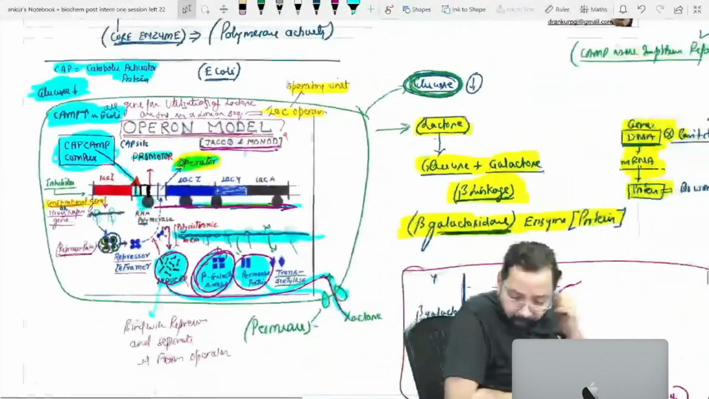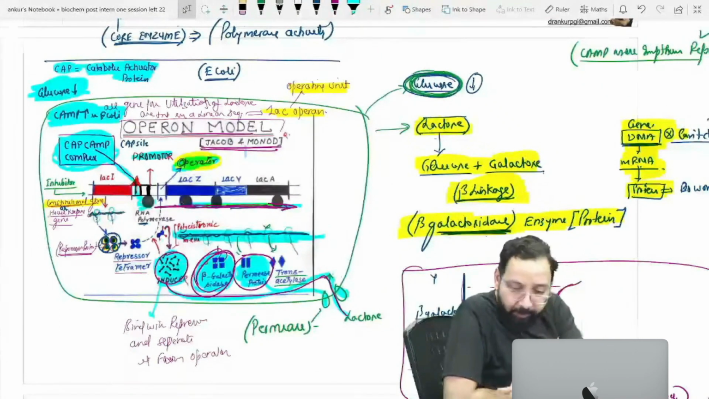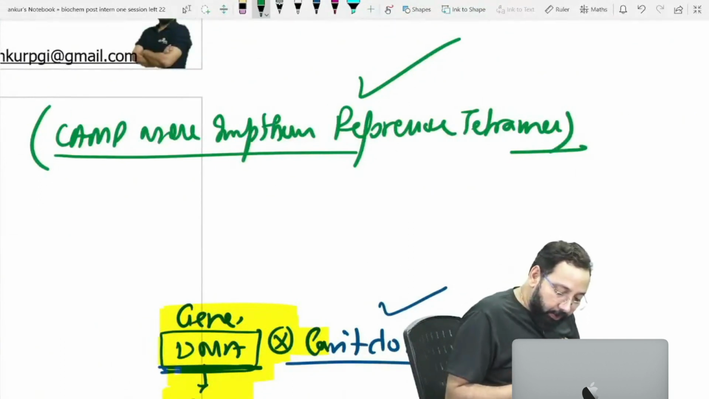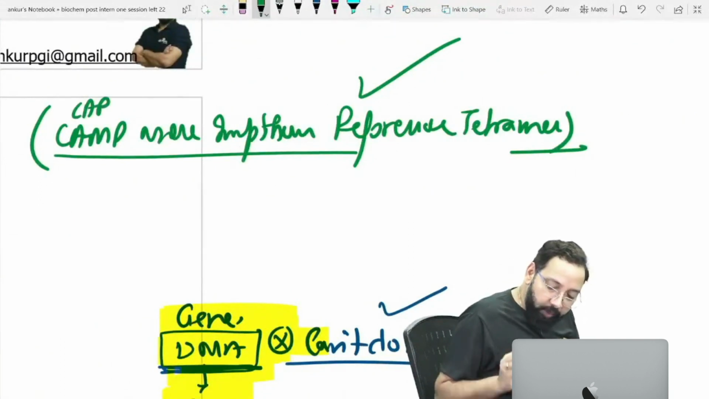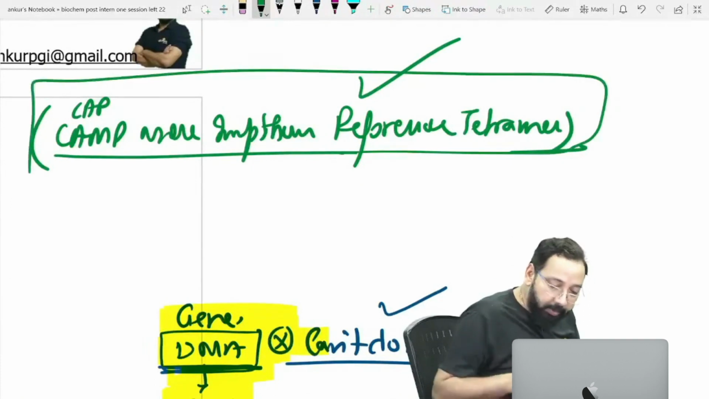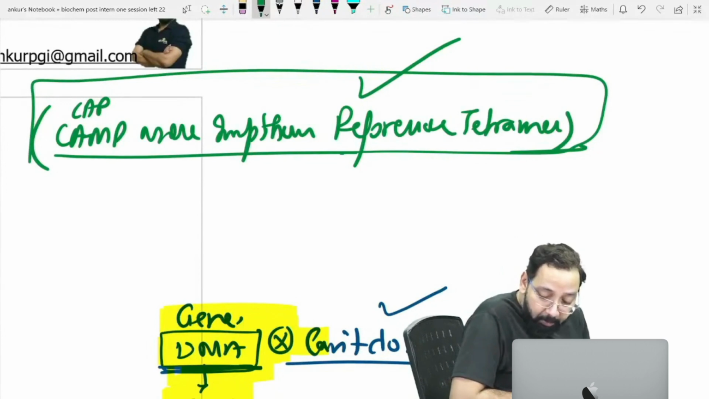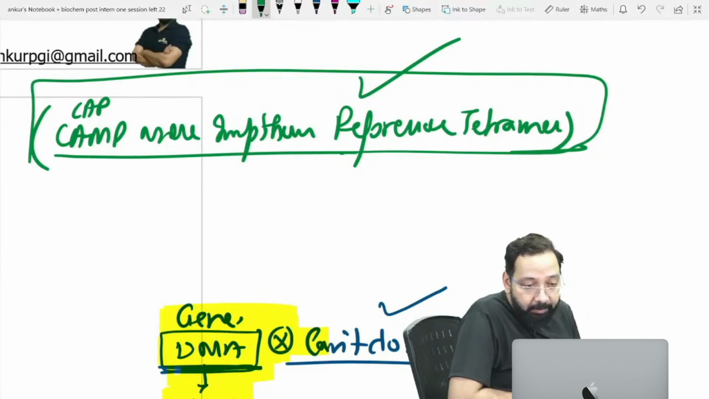So hope you have understood the LAC OPERON and you will be able to solve many questions by this. CAP cyclic AMP is more important than repressor tetramer. If both are there, you will follow CAP or repressor tetramer? Yes, you will follow CAP.